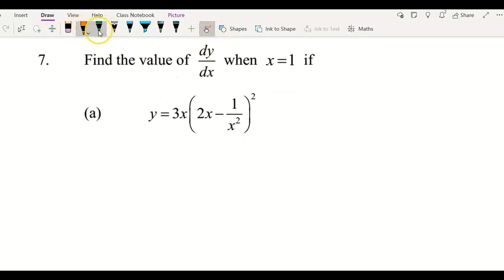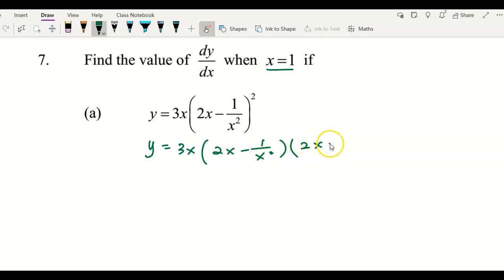Followed by question 7. Find the value of dy dx when x equals 1 if y is this function. So you need to find dy dx, and then you need to substitute x equals 1 into your answer of dy dx. Evaluate what is the value of dy dx when x equals 1. Here I would like to find dy dx first. First of all, let us expand first. Expand this because it is squared.